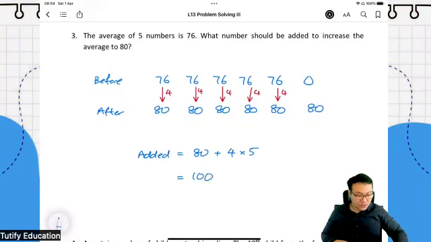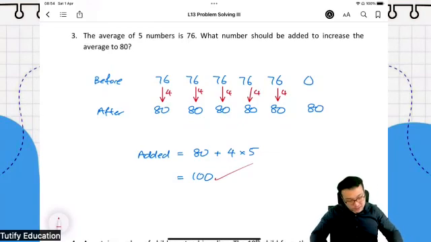100. Correct. Well done. Okay, Ethan, you got it. So students, you see, if you want to make it clearer, you can just write 80 here. Then you just add up all together. You add everything together, you get the correct answer.